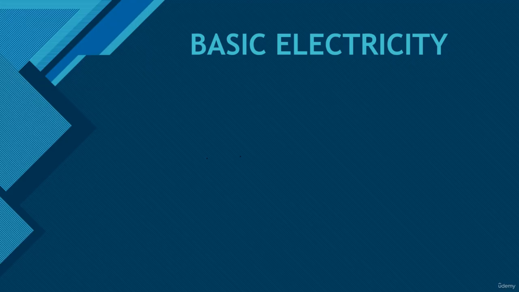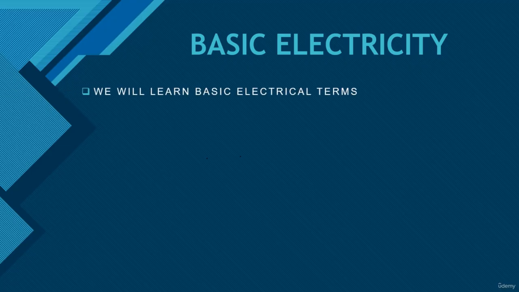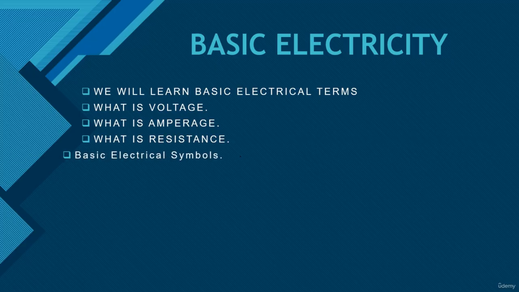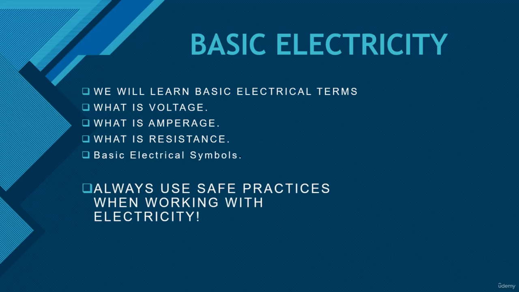Okay, we're going to be covering a little basic electricity. Now, this is not an in-depth course on electricity. This is just to get familiar with some of the terms, the terminology, some symbols. We're going to briefly explain a little bit about voltage, how to take voltage readings, amperage readings, resistance. These are measurements that will need to be taken to diagnose air conditioning systems. And again, we're going to cover some basic electrical symbols.